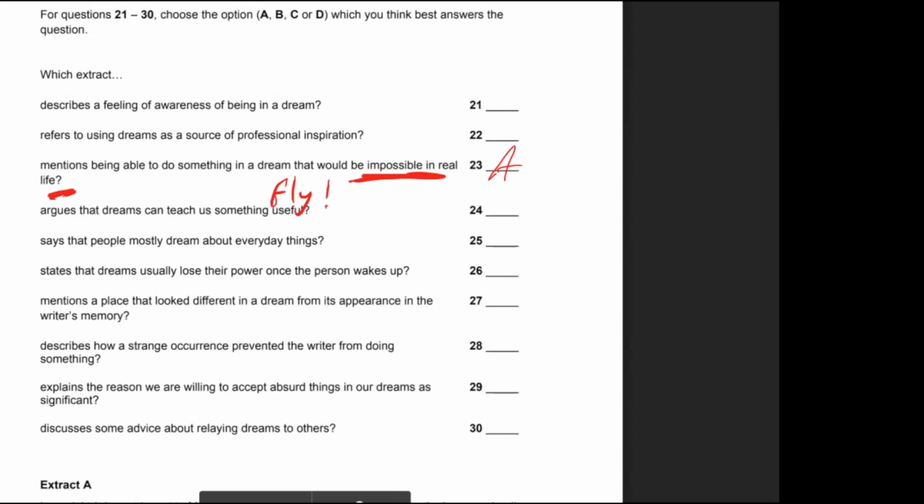The other one that was A was 27. 27 was also A. And the giveaway is it mentions a place that looked different in a dream from its appearance in the writer's memory. So we also took note of that as we were reading through it. So the fact that it looked different, right? These are the giveaways that will very quickly help you get the answer.